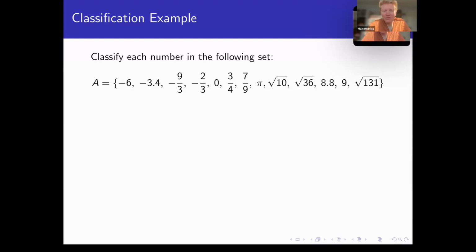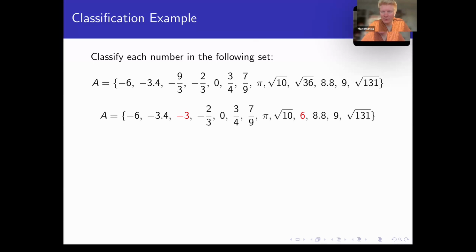But one thing we should do is see if we can simplify any of these numbers right away. Well, notice that -9/3 we can simplify to -3. Square root of 36, we haven't talked about square roots just yet, but square root of 36 would be 6. So let's make that change first. Let's simplify numbers that we do know. Okay, and now let's start to categorize these numbers into all of those sets that we've talked about.